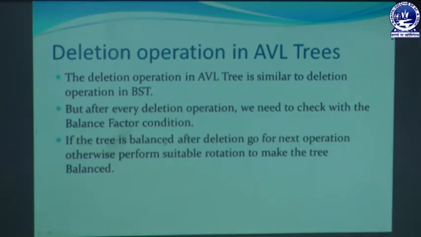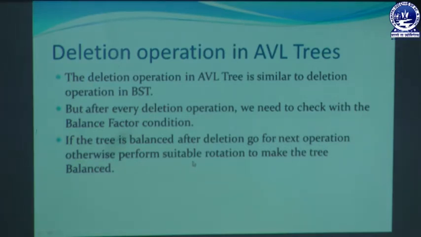So, if the tree is balanced after deletion, that means when we delete a node from AVL tree and after deleting that node the tree is still balanced, then we will go for the next operation. That means we may go for the next node deletion operation. Otherwise, we will perform the suitable rotations, that is LL, LR, RR or RL rotations, to make the tree balanced.